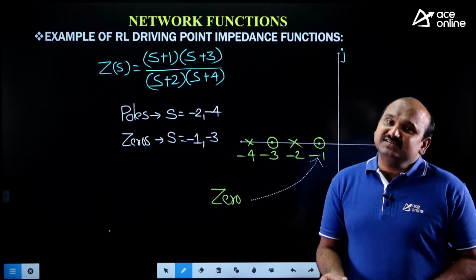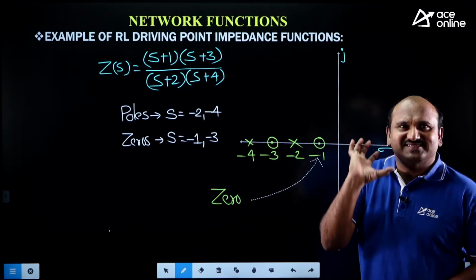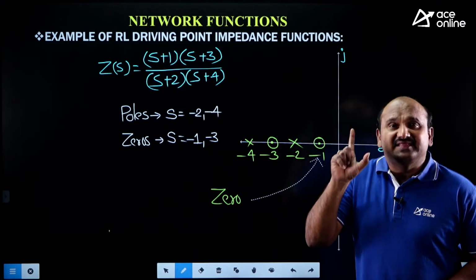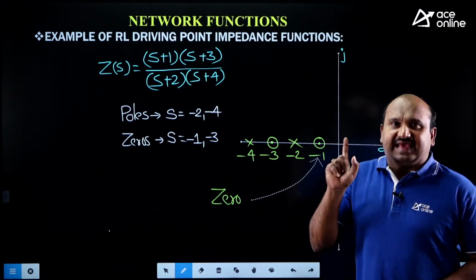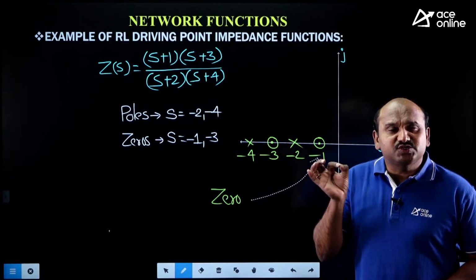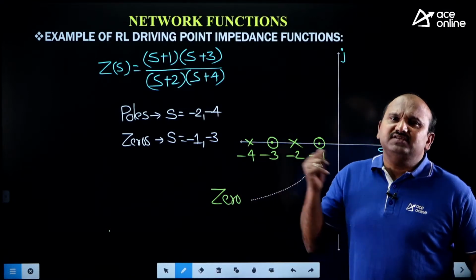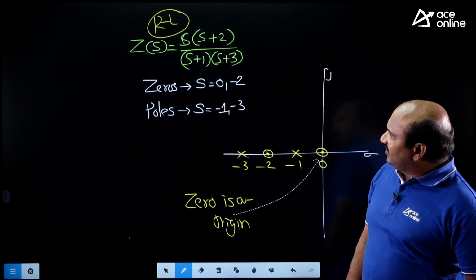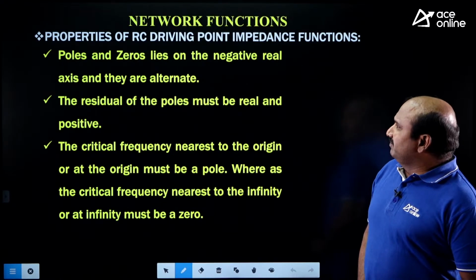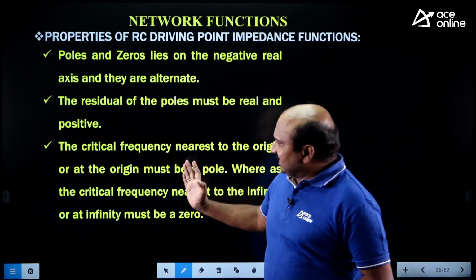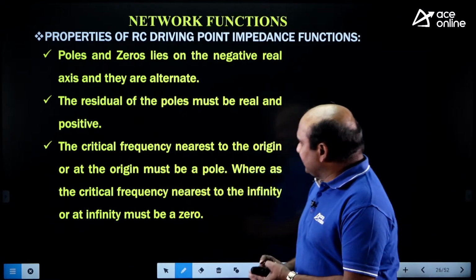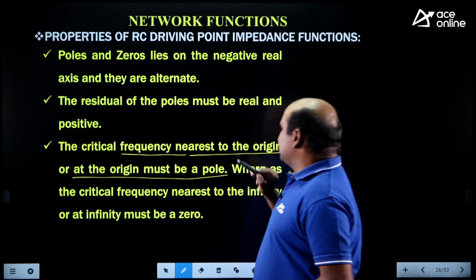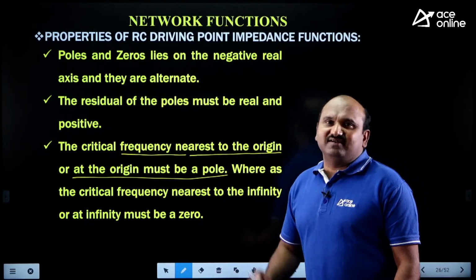Like that RC. RC means what? Just remember, reverse. Nothing but what? Poles and zeros are alternate and they lie on the negative real axis and nearest to origin is pole. Very simple. Or at the origin is pole. That is for the RC driving point impedance function. Poles and zeros are on the negative real axis, alternate, and the critical frequency nearest to origin must be a pole or at the origin.